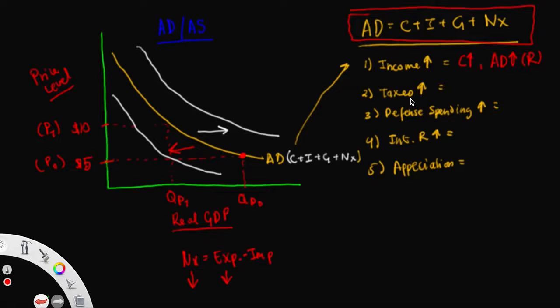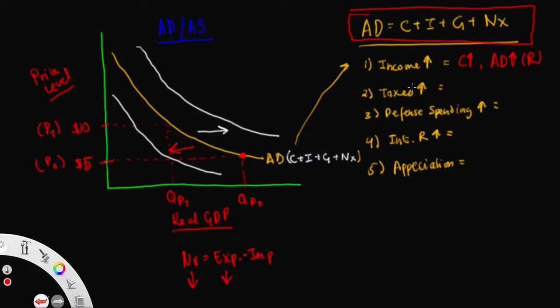Same thing if your income decreases. If your income decreases, then you'll be a lot more conservative with your money. So you won't consume as much. You won't buy that extra pair of pants. You won't go out to dinner as much. So if your consumption decreases, your aggregate demand will also decrease. And that means that you'll shift your aggregate demand to the left. Okay? So that's income increase and decrease.